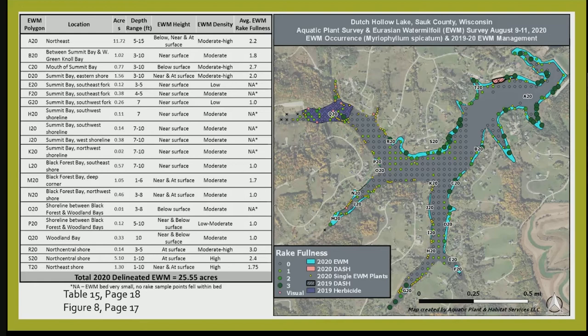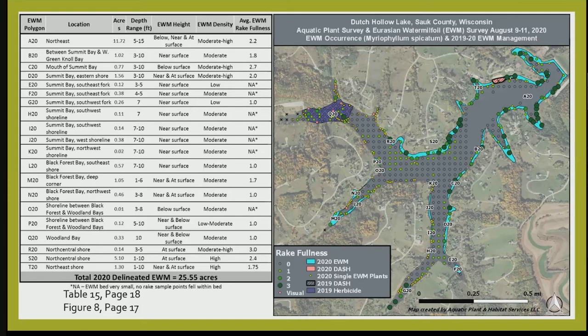So the bright blue area represents beds of milfoil, and those are labeled A20 through T20. So each bed has its own label, and then those labels are listed on the left in that table and gives more information like location, acres, the depth, milfoil height, milfoil density, and the average rake fullness. There were 20 beds of milfoil that were mapped, and those totaled 25 acres. That compares to, I believe, 8 beds of milfoil that were mapped in 2019. So that's a pretty big difference, 8 beds to 20 beds.